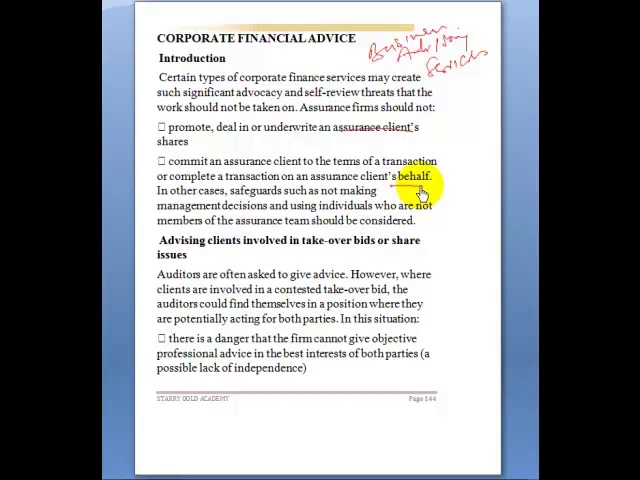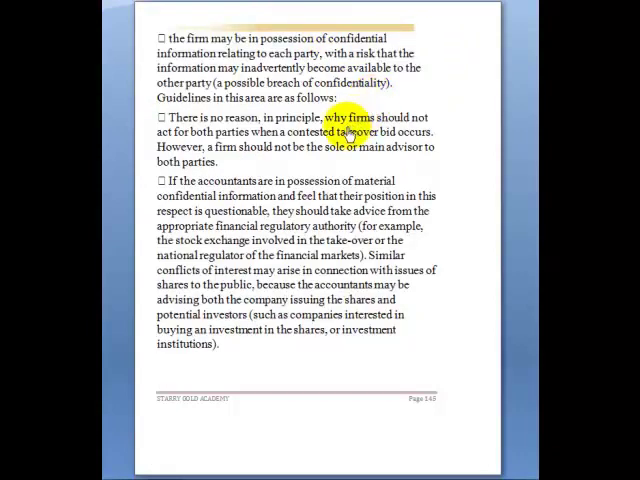When you are providing corporate financial advice, advising clients involved in takeover bids or share issues, auditors are often asked to give advice. However, where clients are involved in a contested takeover bid, auditors could find themselves in a position where they are potentially acting for both parties. The company being taken over is asking for your advice, and the people that are going to take over are also asking for your advice, so you have a conflict of interest. There's a danger that the firm cannot give objective professional advice in the best interest of both parties. Obviously, they are going to lean towards one more than the other. The firm may be in possession of confidential information relating to each party, with a risk that the information may inadvertently become available to the other party. So the firm may be tempted to sell out that information.